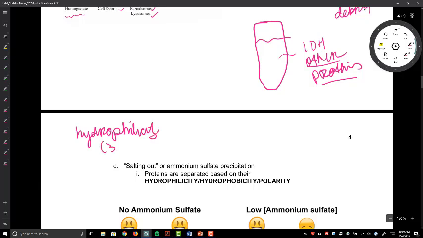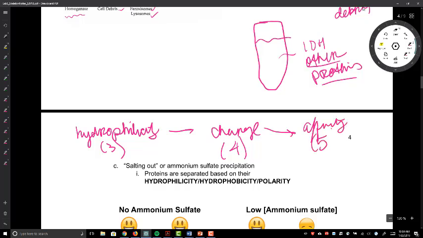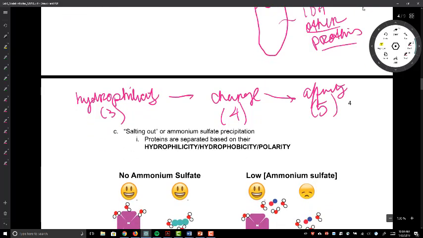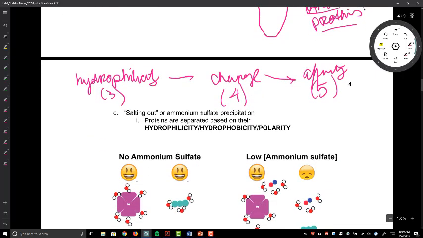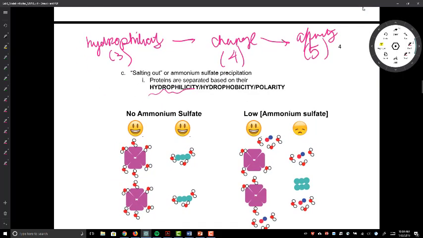That's lab 3. Then we're going to separate based on charge, lab 4. I know I'm repeating myself a bit here, but repetition can't be too bad. And then affinity for lab 5. So today, we're going to talk about how we use an ammonium sulfate precipitation to separate proteins based on their hydrophilicity. You can also think of it as their hydrophobicity or their polarity. But I'm going to explain it in terms of hydrophilicity because that's the easiest for me to wrap my head around and explain in the most effective way.